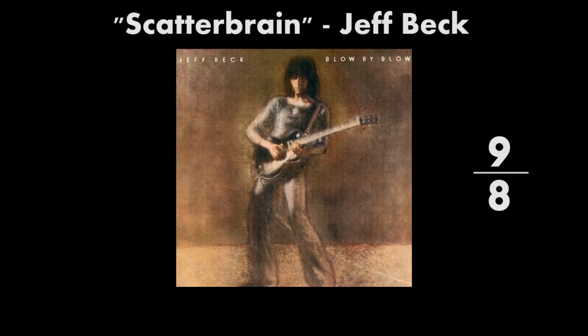Now you can hear I'm counting 1 and 2 and 3 and 4 and 5, 1 and 2 and 3 and 4 and 5, but I could also just count to the number 9. That's a legitimate way to count odd times as well. 1 and 2 and 3 and 4 and 5, 1, 2, 3, 4, 5, 6, 7, 8, 9.